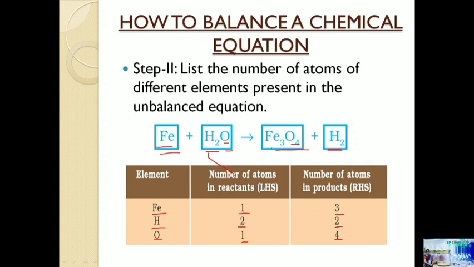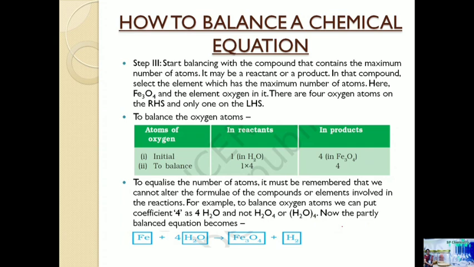Then in step 3, we have to balance the compound that contains the maximum number of atoms. In this reaction, Fe3O4 is the compound. It contains the maximum number of atoms. And which atom is maximum? The element oxygen is maximum because there are 4 oxygen atoms in Fe3O4. So we need to balance the oxygen atom first.